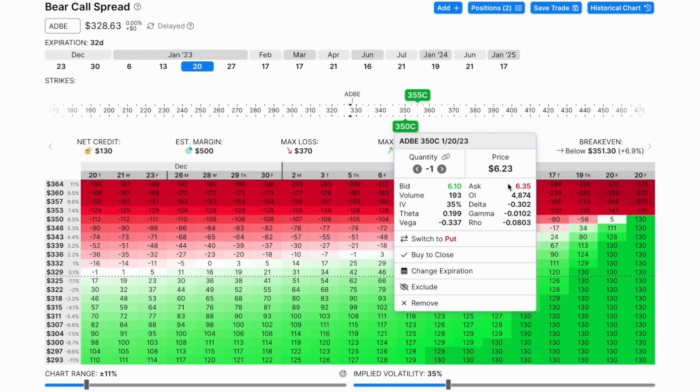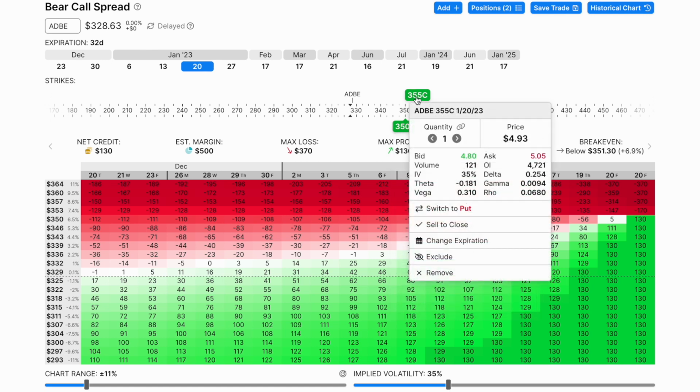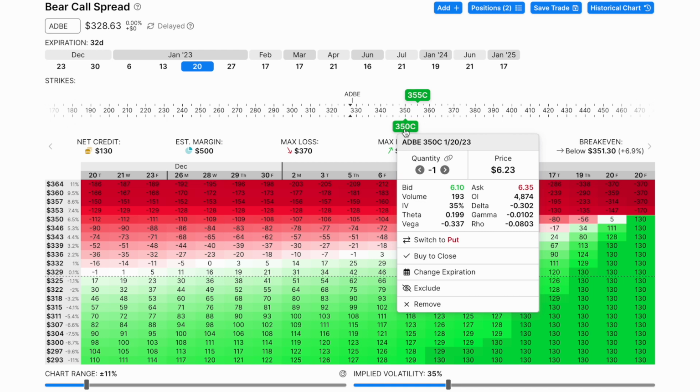So effectively, you're going to collect this 623 premium on the first leg of the option, but then you're going to be paying for this call 5 points higher, 493. So effectively, you're going to be collecting today $130 and only putting up $500 of collateral or margin. So that's almost a 25% return in 32 days. And remember, this strategy is saying Adobe's not going to go above 350 in the next 32 days.